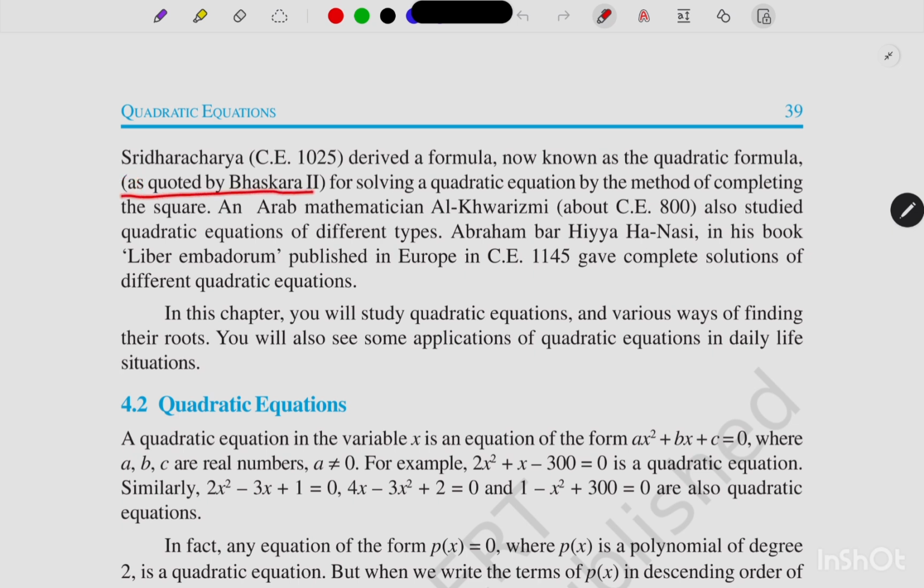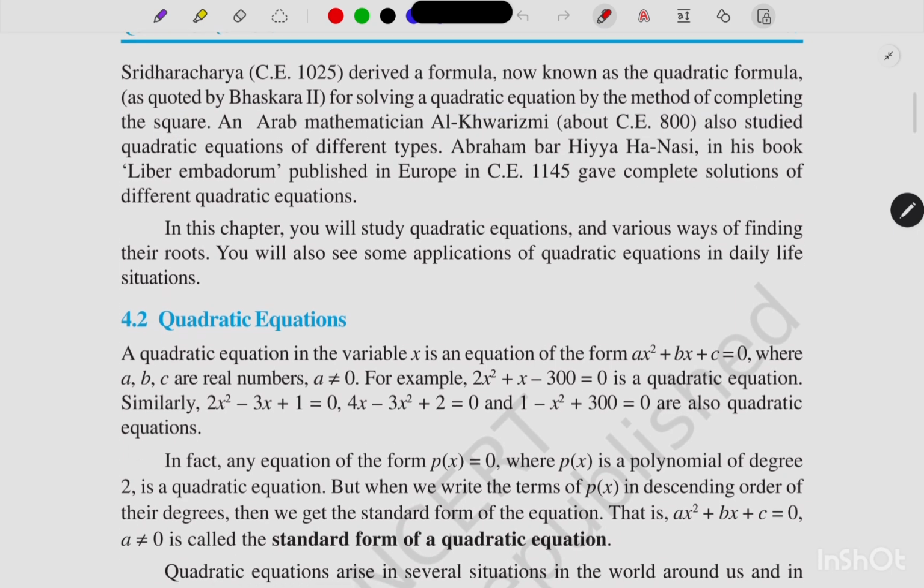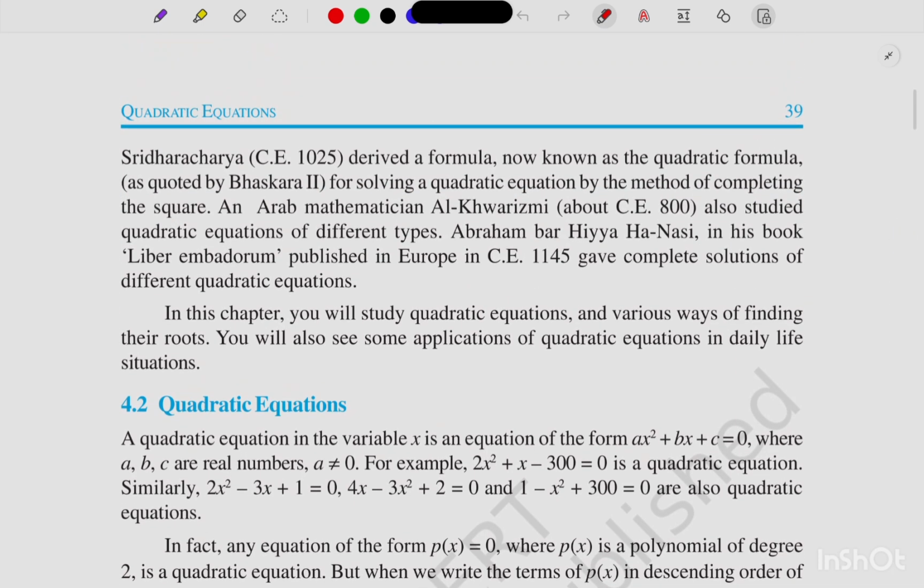Now, as quoted by Bhaskara II, for solving a quadratic equation by the method of completing the square, he added another method, completing the square. But I think our teacher told us that this portion is deleted in our syllabus. If it is there, we can also cover that, because why not? An Arab mathematician, Al-Khwarizmi, about CE 800, also studied the quadratic equations of different types.